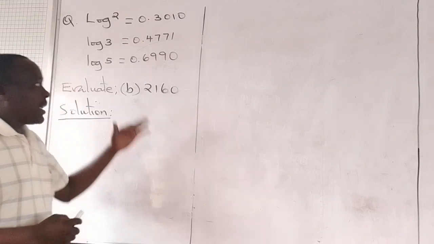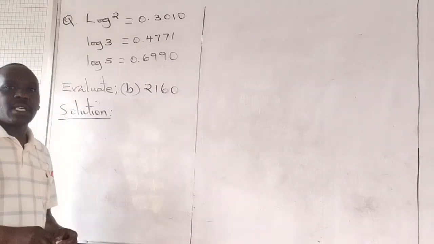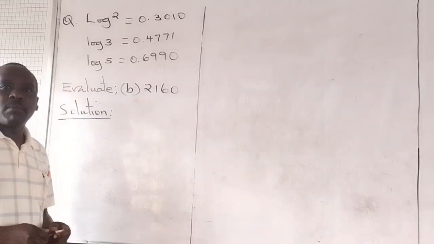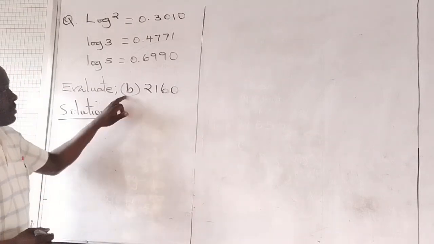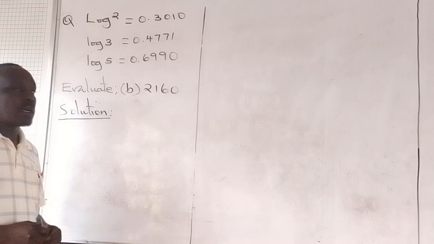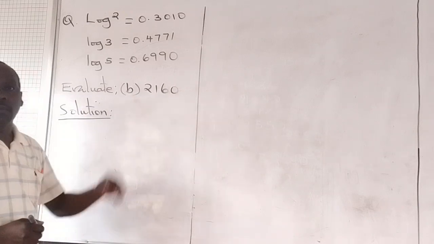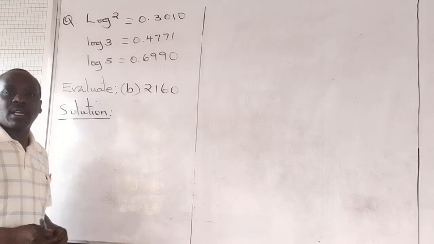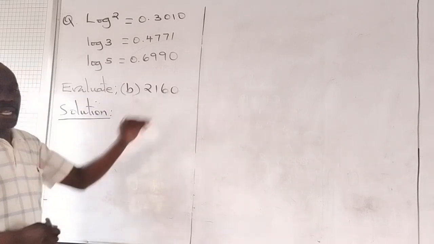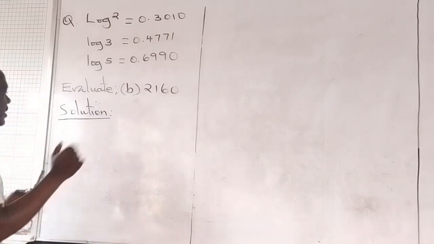This is part 2 of our lesson where we discussed finding the logarithm of a number using the logarithms of other numbers. So this is part B. The first one we calculated the log of 1,800. So this is part B where we are going to find the log of 2,160. So we are going to use the same method.